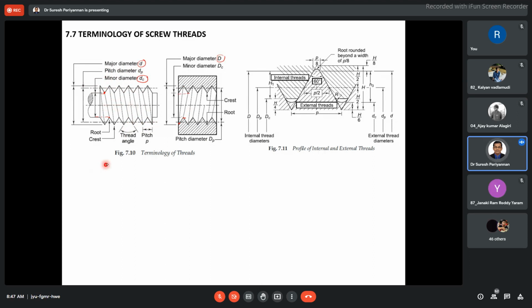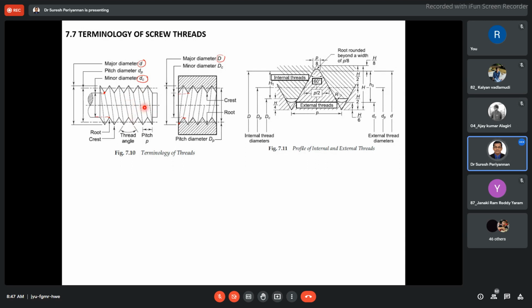Each and every terminology we are discussing now. Lead is the distance moved when the nut moves parallel to the axis. For example, when you insert the nut on this external thread and turn the nut one turn, how much distance does the nut move on the bolt, parallel to the axis of the bolt? That distance is called the lead.